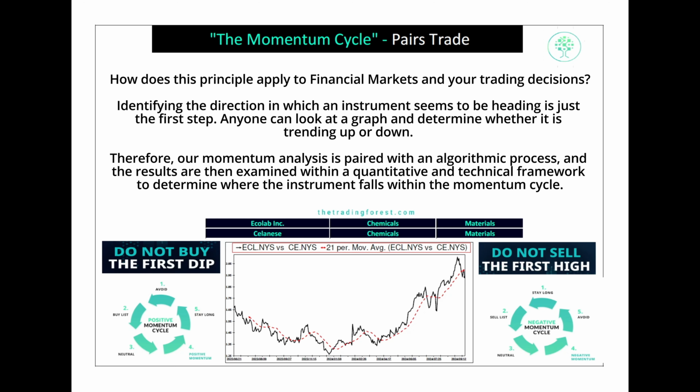Identifying the direction in which an instrument seems to be heading is just the first step. Anyone can look at a graph and determine whether it is trending up or down. Therefore, our momentum analysis is paired with an algorithmic process, and the results are then examined within a quantitative and technical framework to determine where the instrument falls within the momentum cycle.